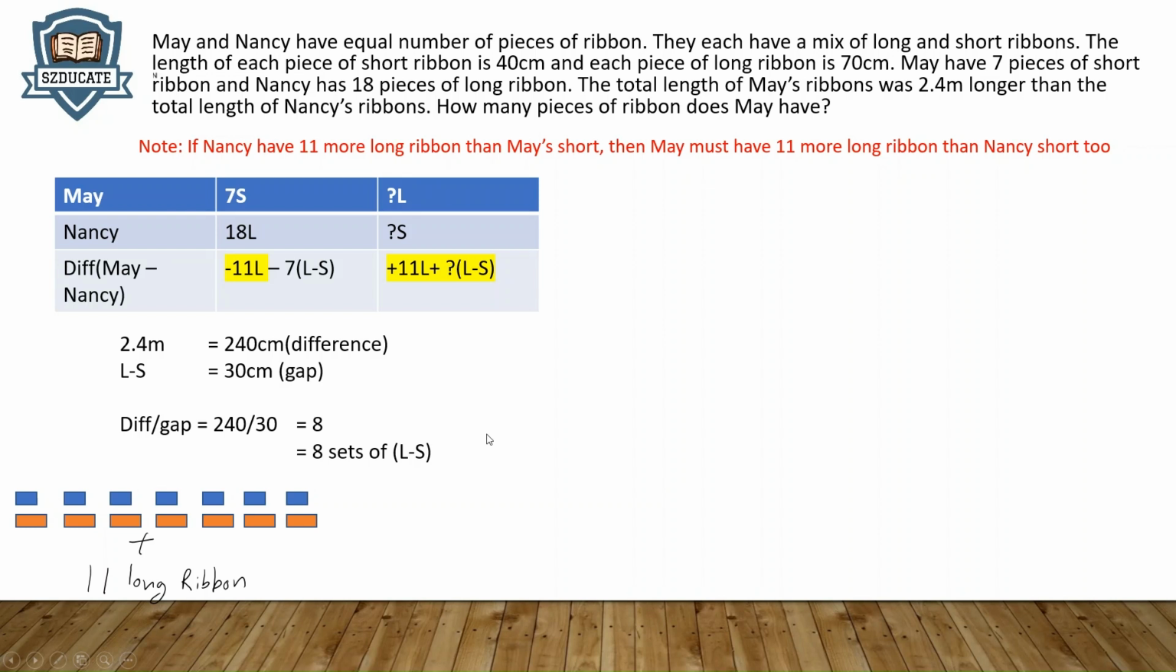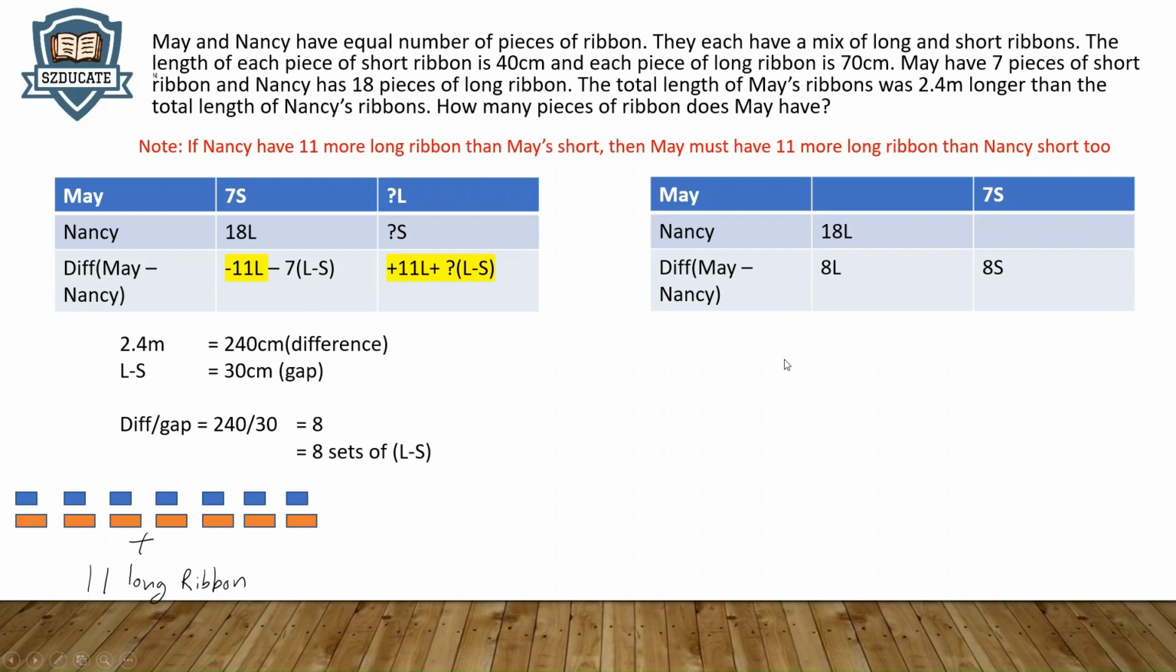So to be able to picture it more properly, I'm going to change the table, but I'll keep this table. I'm going to put all the long together, and I'm going to put the short in the same column. So same thing. We do not know how many long May has, and we do not know how many short Nancy has. So I'm just going to put it blank. But we now know something else. We know the gap. We know the difference, which is 8 sets of long minus short.